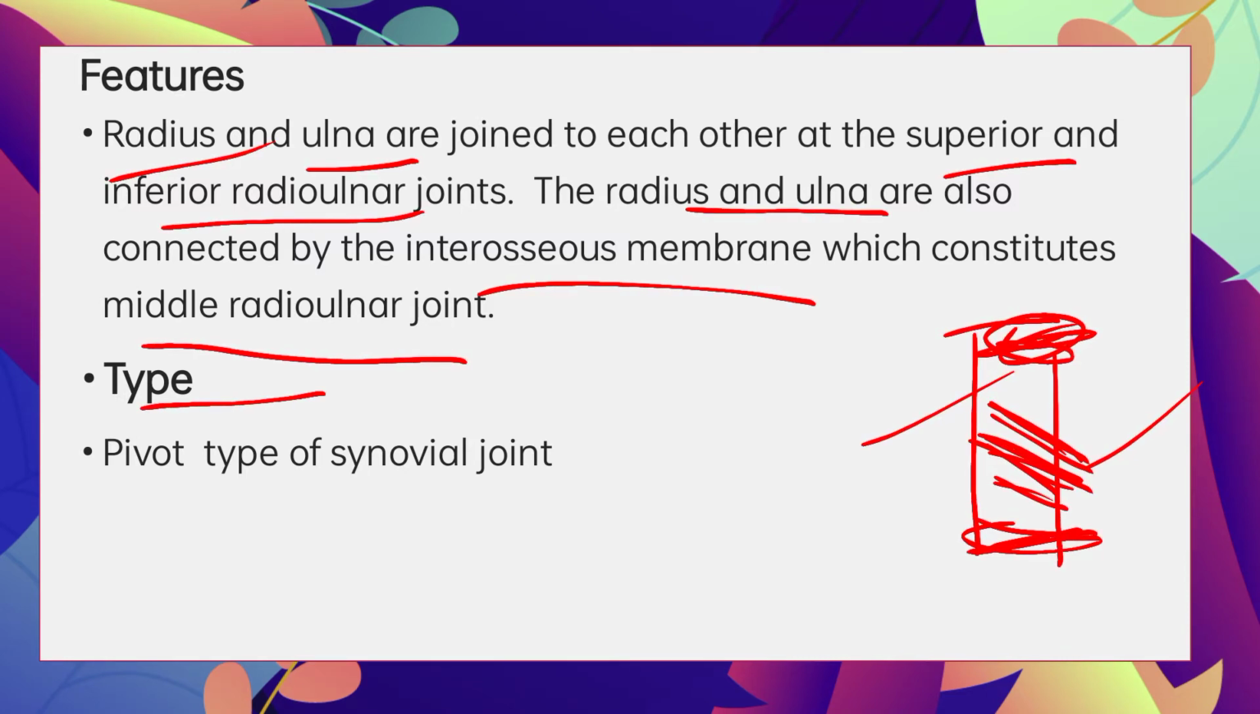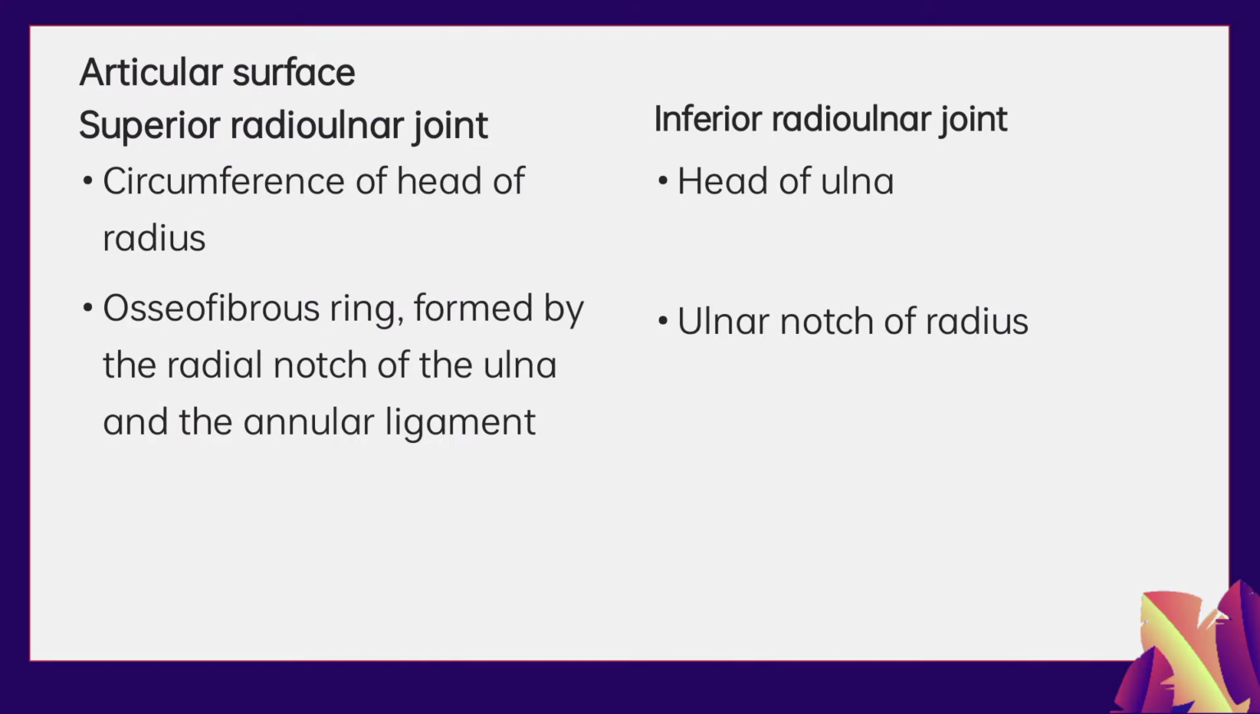Alright, we'll see the type now. It is a pivot type of synovial joint. Alright, pivot because it has a rotatory movement. Then moving further to the articular surface. First we'll see the superior articular surface, in which the circumference of the head of the radius takes part. Then fibrous ring formed by the radial notch of the ulnar.